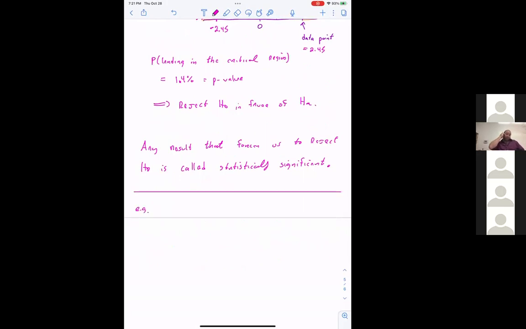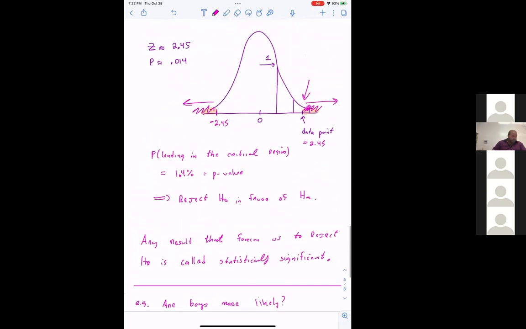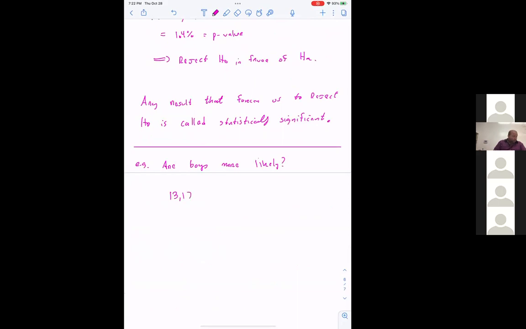Are boys more likely? We hear that newborn babies are more likely to be boys than girls, presumably to compensate for higher mortality among boys in early life. Is this true? A random sample collected in 2005 found 13,173 boys among 25,468 firstborn children.